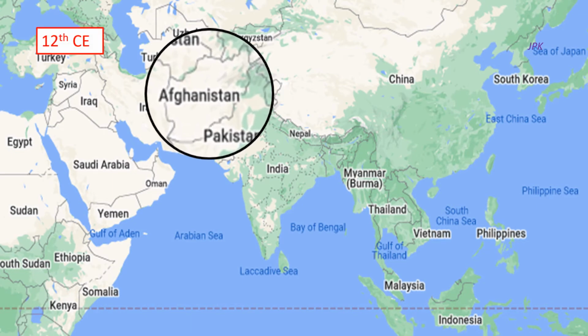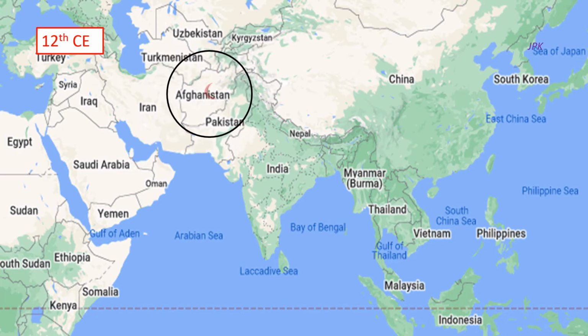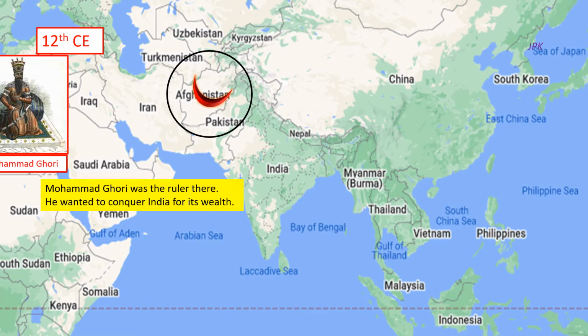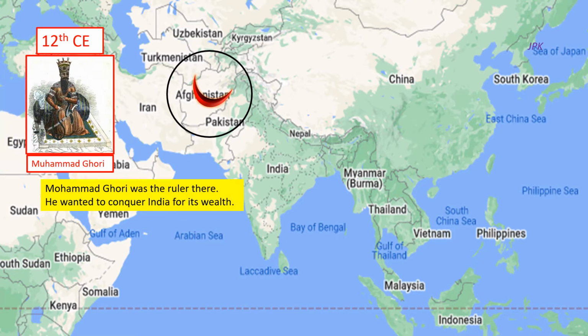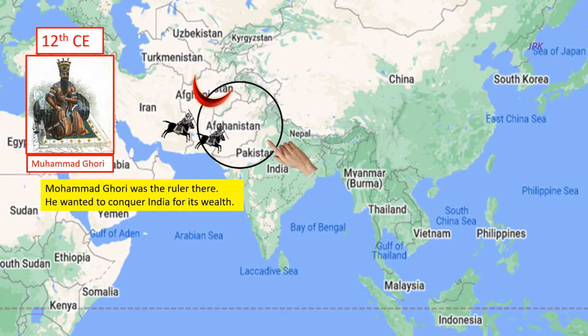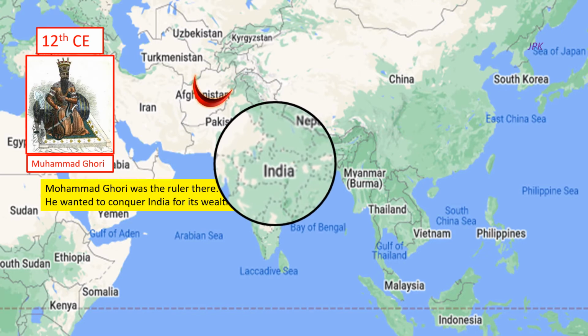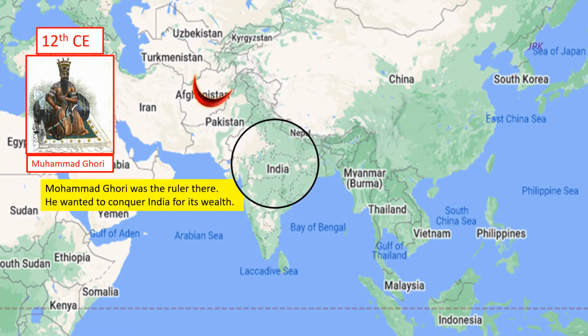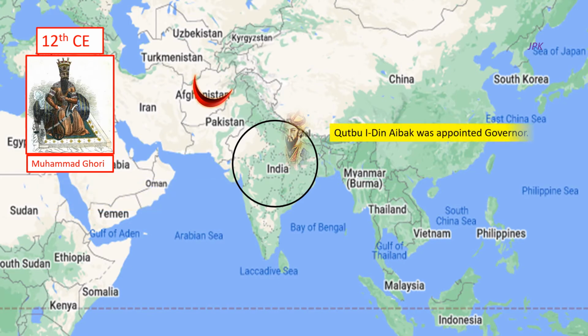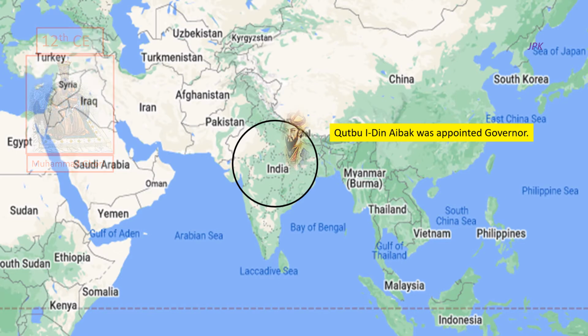The CE stands for Common Era. During the 12th century Common Era, Muhammad Ghori and his horde of horsemen marched on India. They captured Delhi and appointed Qutb-ud-Din Aibak as governor of India. Since then, several Muslim rulers have settled in parts of northern India.